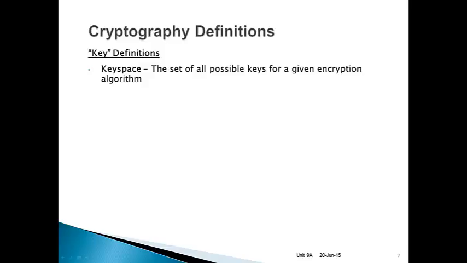Key definitions. Definitions involving cryptographic keys. The key space is a set of all possible keys for a given encryption algorithm. If your key is, say, randomly generated and 8 bits long, then you've got 2 to the 8th power possible keys. Key spaces are defined in terms of number of bits, because information in a computer system is defined as a certain number of bits. The more bits you have, the bigger the key space.